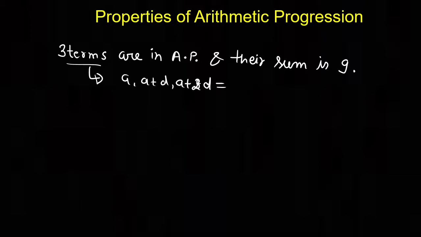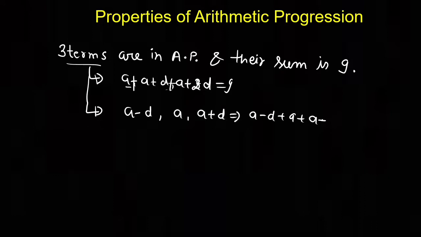is equal to 9, if you add them, then you can't solve this equation because you can't get the values of a and d from this equation. But if you assume that the terms in AP are a minus d, a and a plus d, then you take the sum of them, a minus d plus a plus a plus d is equal to 9. So from here d will be cancelled out and 3a is equal to 9, and a will become 3. So this is the approach of doing questions.